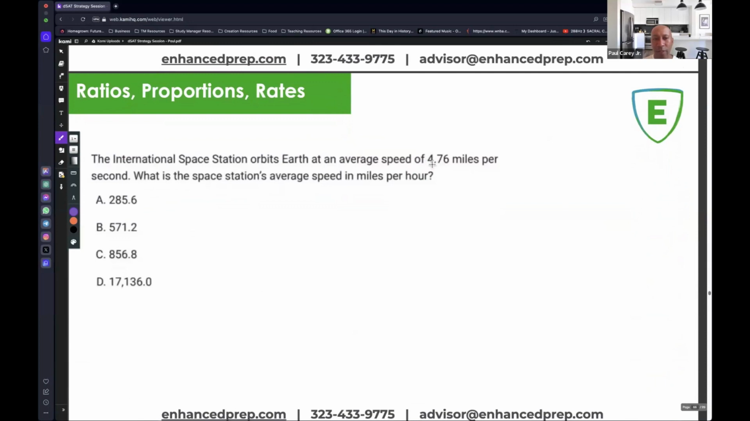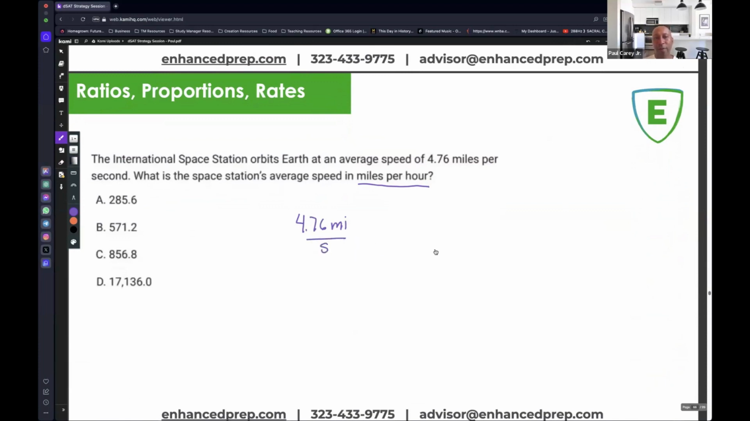Again, what do we have? This one, we have miles per second. And what does the question ask for? It asks for miles per hour. So we just want to make sure that we're thinking about where we would put those different things. So we'd have 0.76 miles, always write your units out, per second.